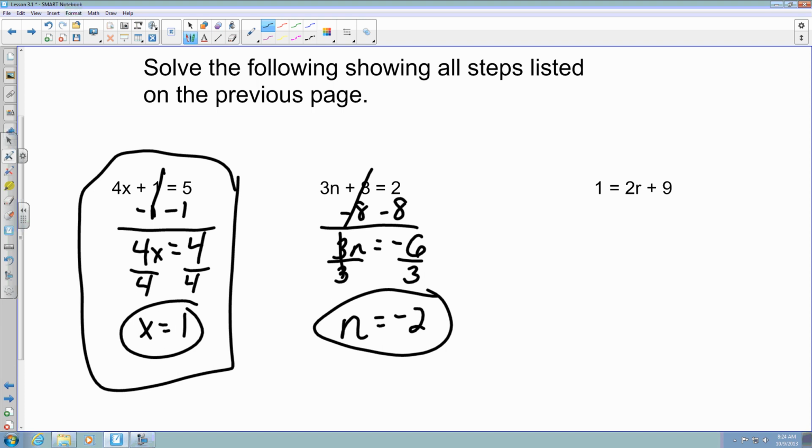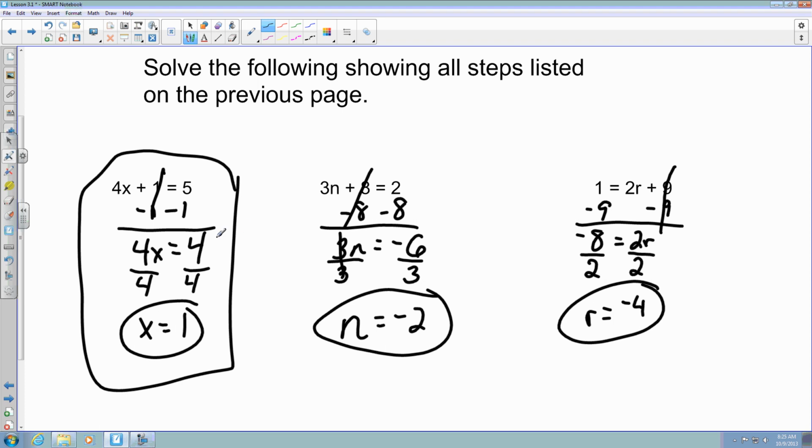Last example, I have 1 equals 2r plus 9. So I have to eliminate that constant. Remember, the constant is a value that has no variable attached to it. So on the right-hand side, I'm left with 2r, and on the left-hand side, I'm left with negative 8. So now I must get rid of the coefficient. I want my coefficient to be 1, so that r is by itself on one side of the equal sign, and r equals negative 4.